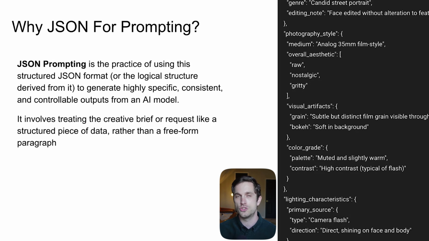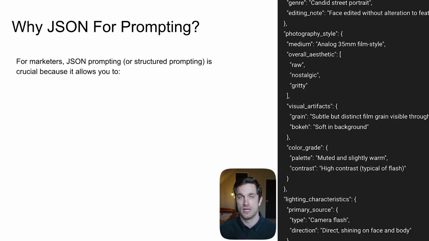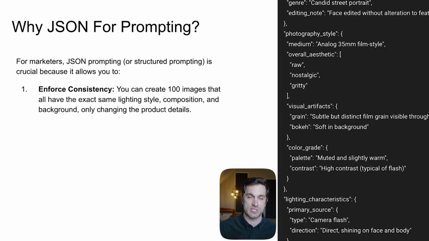So why should you be using it, if you're a marketer for your brand, or if you're working in-house? It allows consistency. I don't know about you, but there's nothing more frustrating than trying to keep most aspects of an image the same, but you just need a slight change, and then you do it again, and the AI completely changes the image. But with JSON, you get full control over every aspect, to where when you want just one quick change, it only changes that one thing.